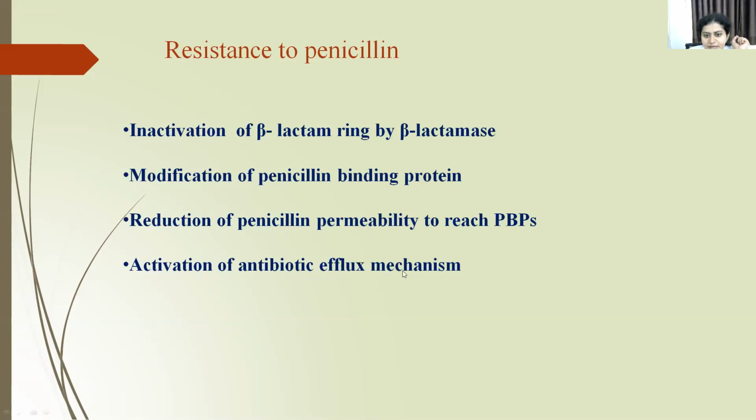Then activation of antibiotic efflux mechanism. Okay, some bacteria, they have the efflux transporters. So they efflux the penicillin before reaching the penicillin binding protein. They efflux the penicillin, that is, they move the penicillin out from their outer membrane. So these are the 4 mechanisms of resistance to penicillin. One is inactivation of the beta-lactam ring by beta-lactamase enzyme, then modification of the penicillin binding protein, then reduction of the penicillin permeability to reach the penicillin binding protein, then activation of the antibiotic efflux mechanism.